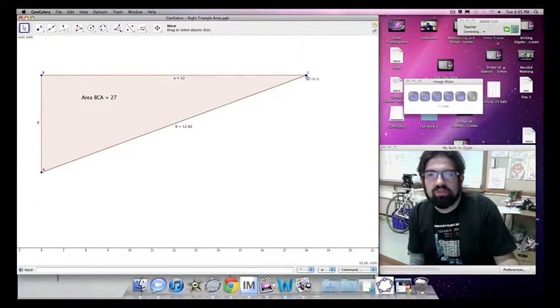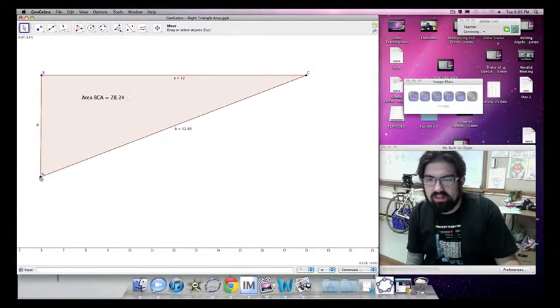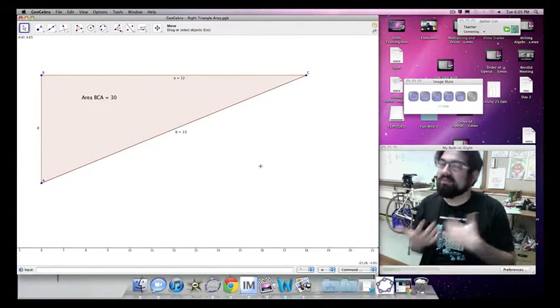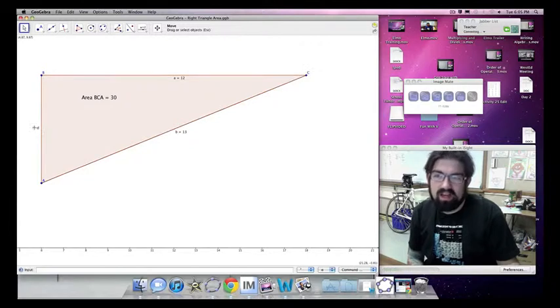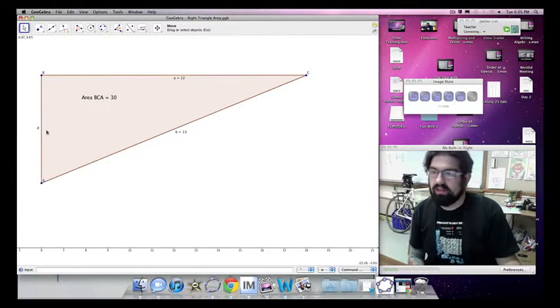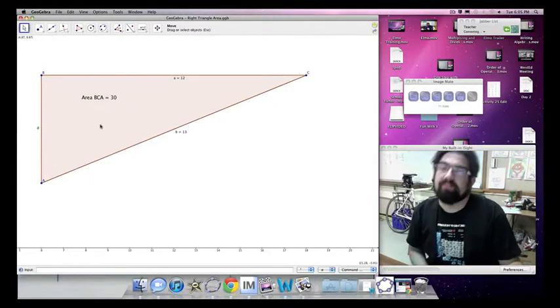12 feet, 12 feet, 12 feet. Okay, so now we're at 12 feet. And let's try and go 13. Oh, there's 13. Hey, look, that's a 5, 12, 13. I know this side's equal to 5. Half of 12 is 6, and 6 times 5 is, hey, 30.